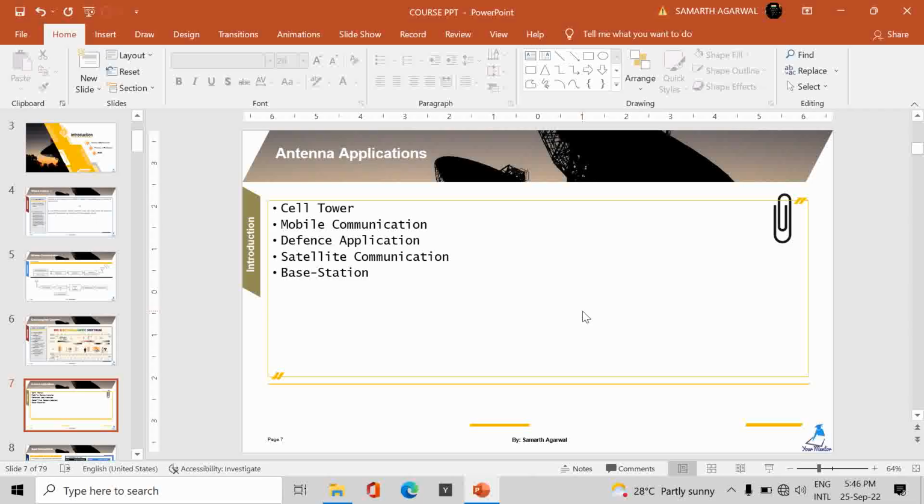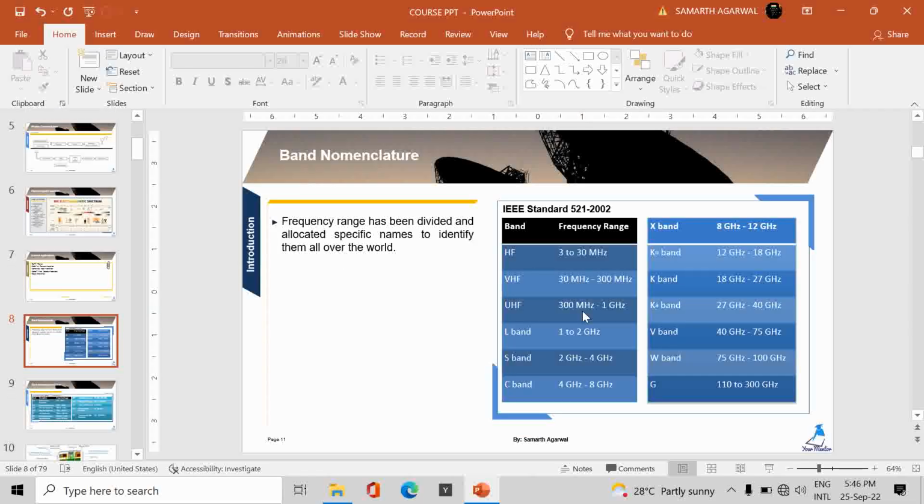So these are the broad areas in which antennas are required, and that's why I used to think that wireless communication means antenna, because I can't think of any alternative to the antenna that can be made or invented, which has such simple modeling and analysis along with huge performance. Okay, then further, I'll come to the band nomenclature.